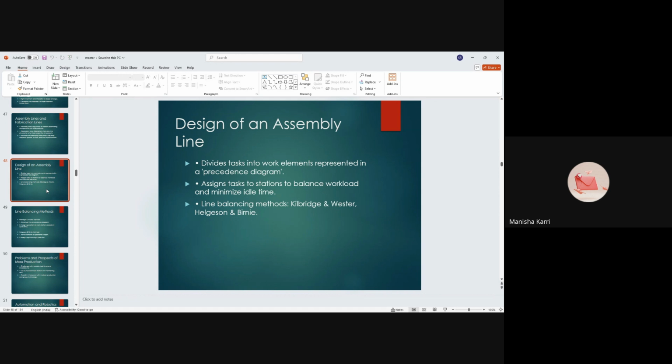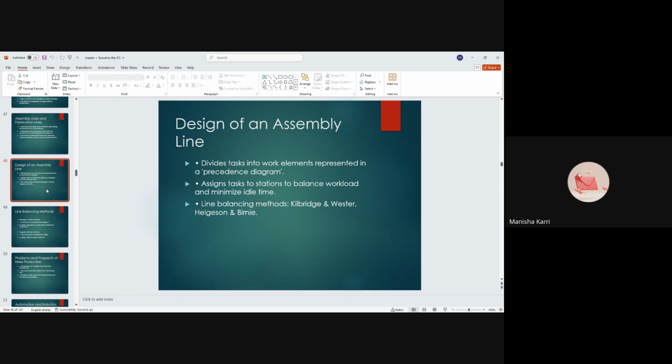Okay. Next, the last one is the line balancing method. Generally, to optimize the design and balance of an assembly line, several methods can be employed, like the Kilbridge and Wester method. So what does the Kilbridge and Wester method mean? Generally, it is a systematic approach. It sequences tasks by considering their precedence and assigning them to workstations based on their cycle time, like the maximum time each station can take.